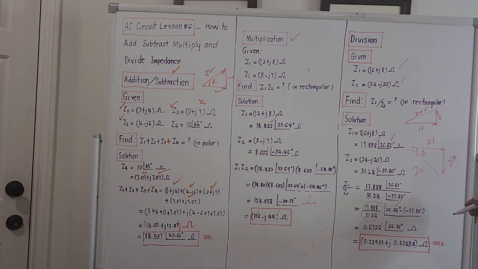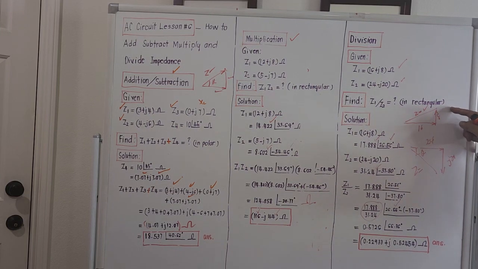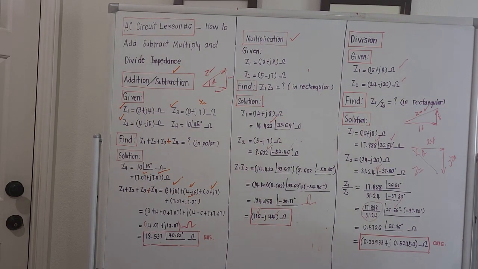That's the ratio of Z1 and Z2 in terms of polar form, but the problem is asking for the answer in rectangular form. So actually, this is 66.36 degrees, right? This is 66.36 degrees. So to express it in rectangular, we know this angle, we know the magnitude, 0.5726.